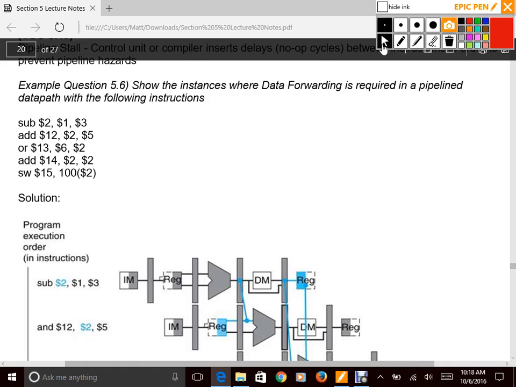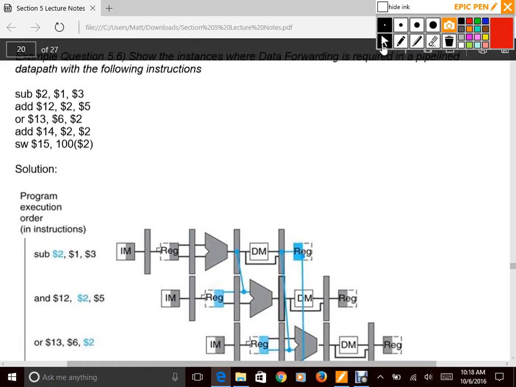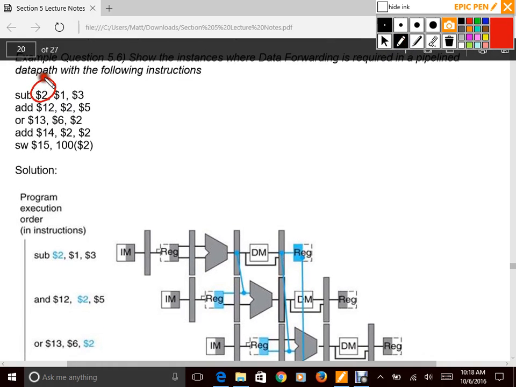So, show the instances where data forwarding is required in the pipeline data path. So what ends up happening is you just understand how that's flowing through the system here. So where we have values 1 and 3, they're writing to 2, correct? And then the next instruction, I need the value 2 here in order to do the addition that goes to 12. Same thing, 6 and 2, 2 and 2, and then 2 and 100 get added to 15. So where are my hazards?